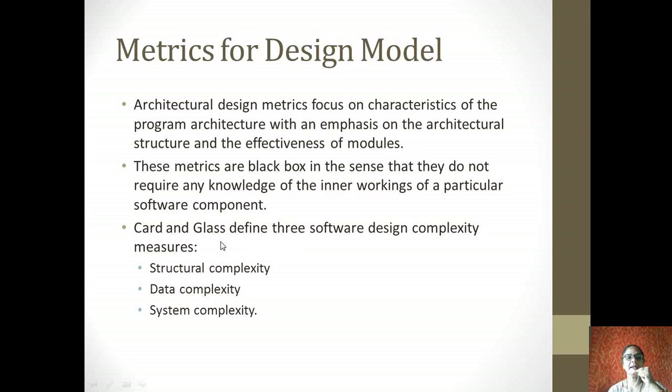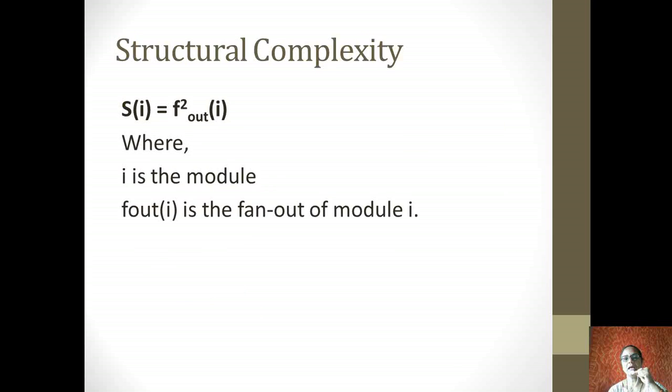Card and Glass define three software design complexities: structural complexity, data complexity, and system complexity. Let's see how we calculate the structural complexity. Structural complexity S(i) is calculated as fout(i) squared, where i is the module and fout is the fan out of the module. So we calculate the fan out of the module.